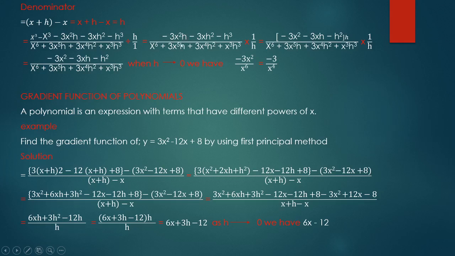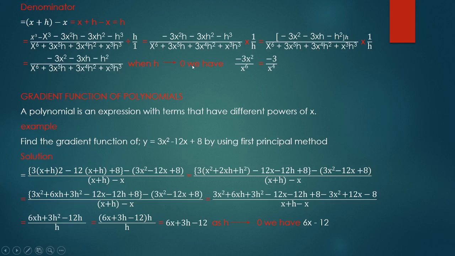So it is the same as negative 3x squared all over this, times 1 over h. We factor this out with h, since h is common, and it remains negative 3x squared minus 3xh minus h squared in brackets, times h all over x, all that times 1 over h. The 1 over h and h cancel out. So we shall remain with negative 3x squared minus 3xh minus h squared all over x power 6 plus 3x power 5 h plus 3x power 4 h squared plus x cubed h cubed.